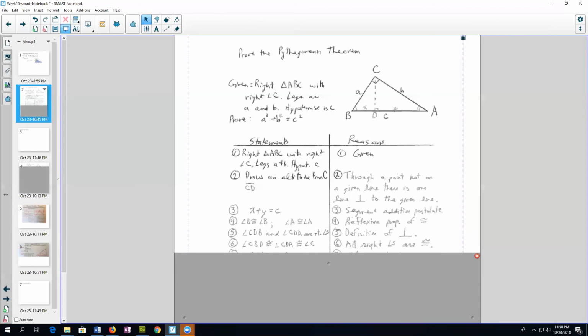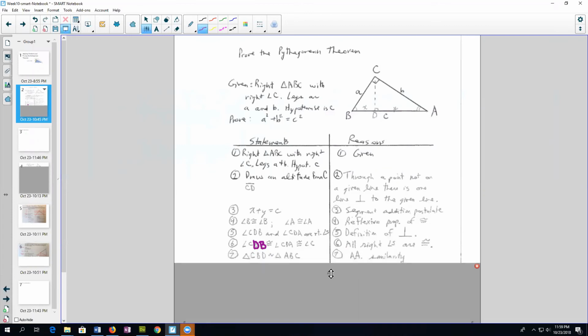Angle C, oh, this looks like a typo. It should be CDB. Angle CDB is congruent to angle CDA is congruent to angle C because all right angles are congruent. The right angles are congruent, the angles at B are congruent. That's enough to get similar triangles.